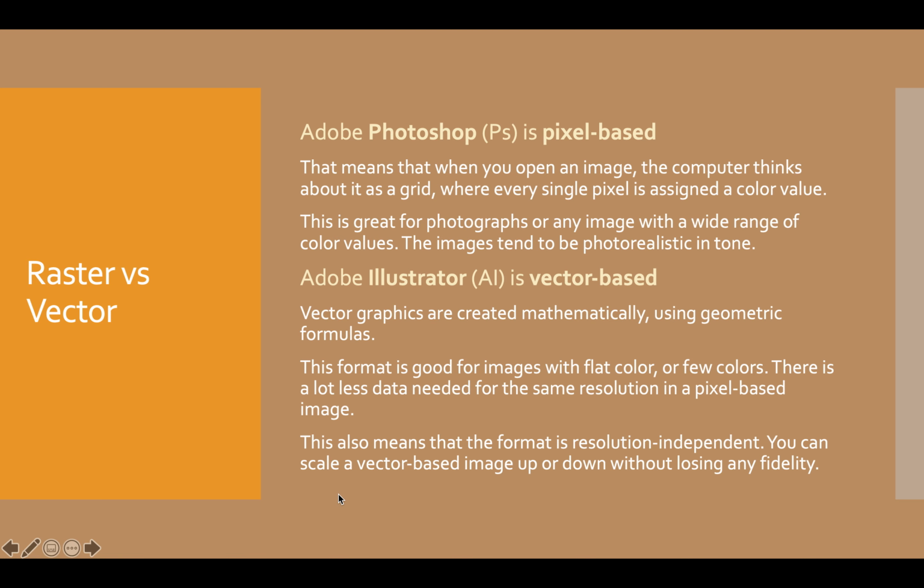So for our kind of review, Photoshop is pixel based. It means that when you open that image, when you create your new image, you're going to create a grid in the computer. And every single pixel, so that's your pixels per inch, it's going to be assigned a color value. And it's great for photography or great for anything that has a lot of different color in it. Again, like that painting. Whereas Illustrator was vector-based, so it's mathematical.